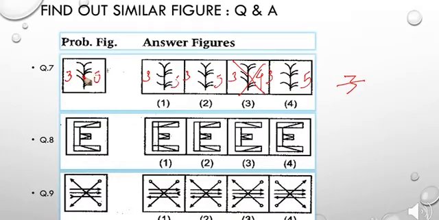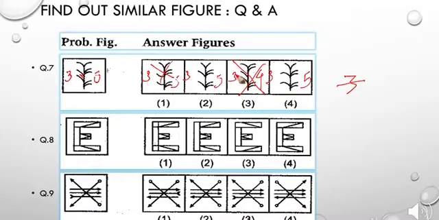In the left side in the problem figure, see the gap or the direction of these two branches here. So let's study this first. This branch. So this branch, see the angle of this branch. Here this angle is different, so this can't be the answer because you're talking about this branch here.